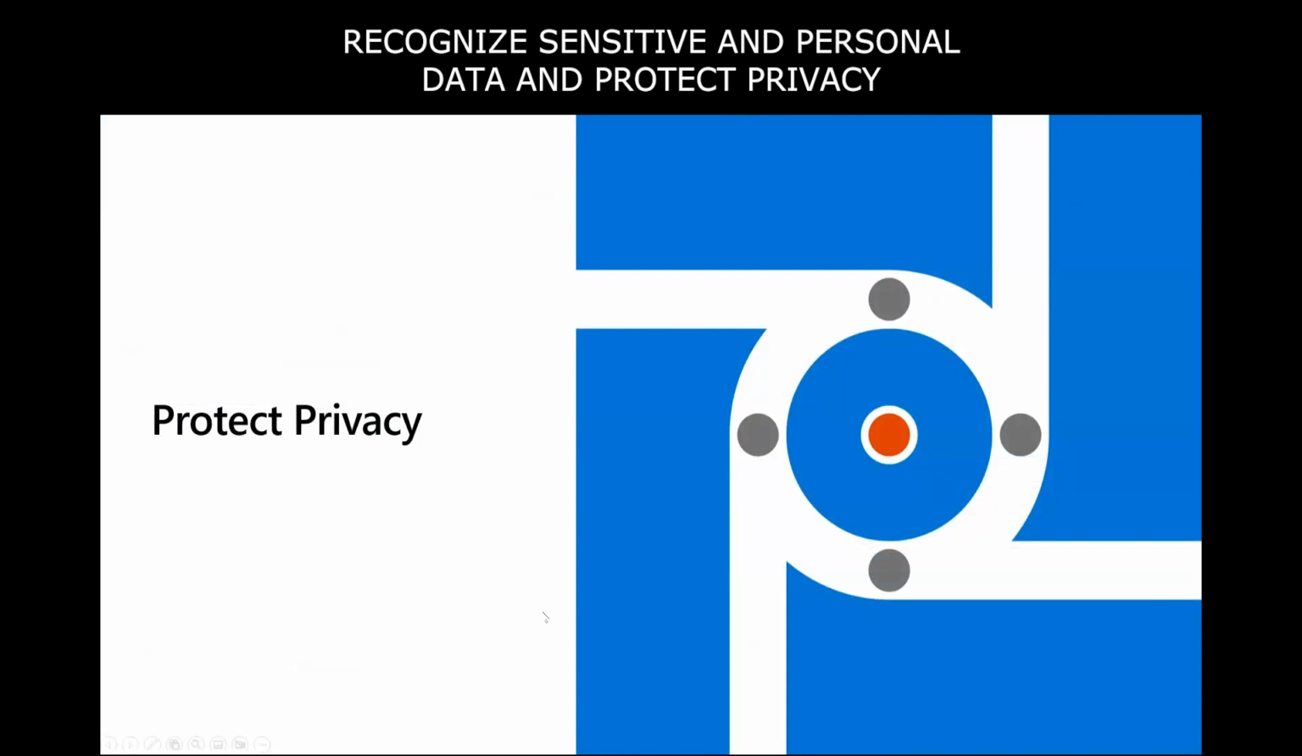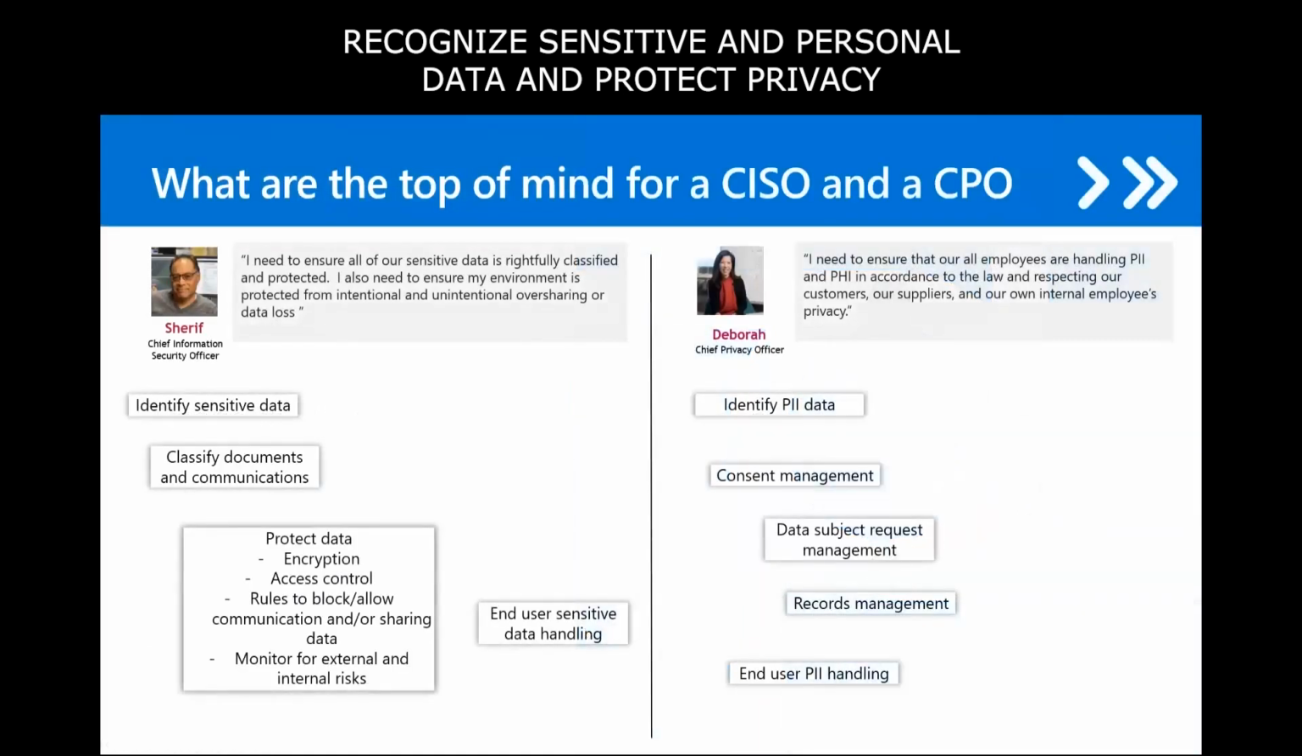Now the second part is protecting privacy. Protecting privacy is a very confusing phrase, I would say, right? Protect and privacy have different meanings to different personas. So here we are taking an example of a Chief Information Security Officer, Sharif, and a Chief Privacy Officer, Deborah, and we're trying to see what is top of mind for them.